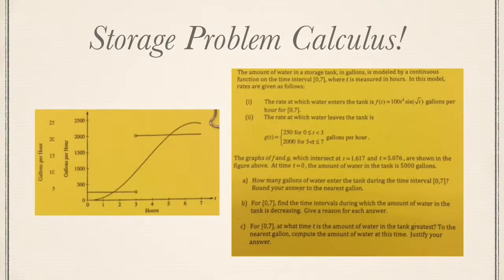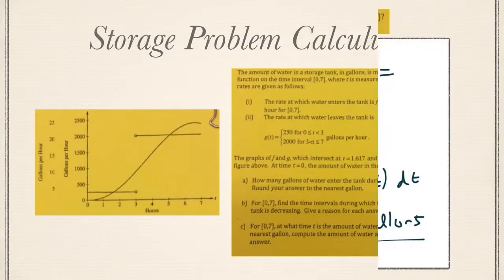The amount of water in a storage tank in gallons is modeled by a continuous function on the time interval 0 to 7, where t is measured in hours. In this model, rates are given as follows. The rate at which water enters the tank is f of t equals 100 t squared sine root t gallons per hour for 0 to 7. The rate at which water leaves the tank is g of t equals 250 for 0 to 3 and 2000 for 3 to 7 gallons per hour. The graphs of f and g, which intersect at t equals 1.617 and t equals 5.076, are shown in the figure above. At t equals 0, the amount of water in the tank is 5,000 gallons.